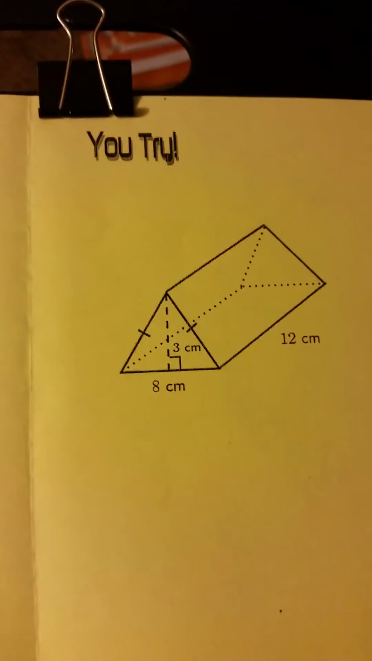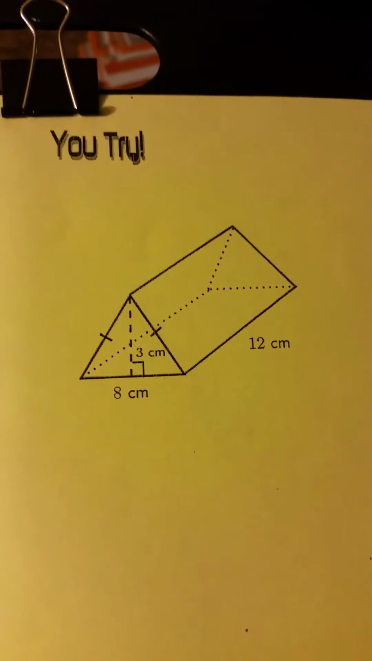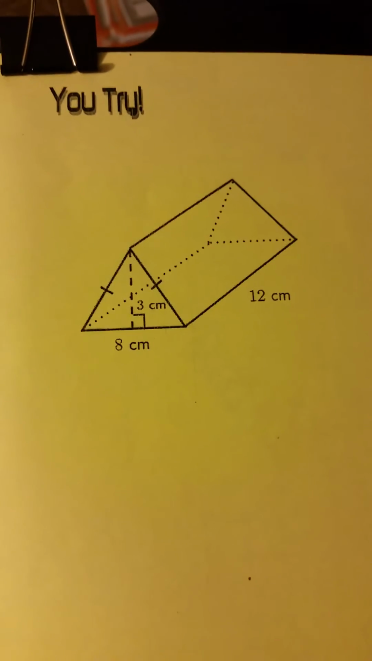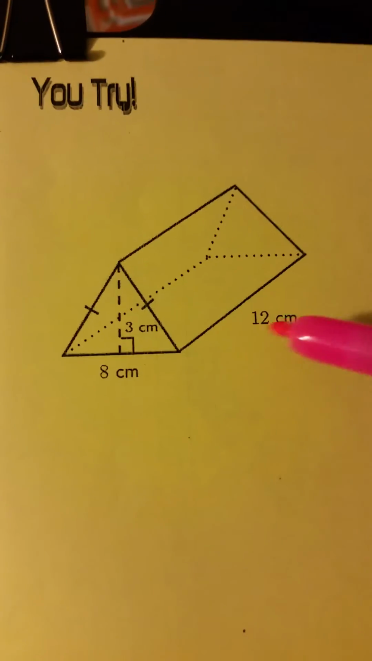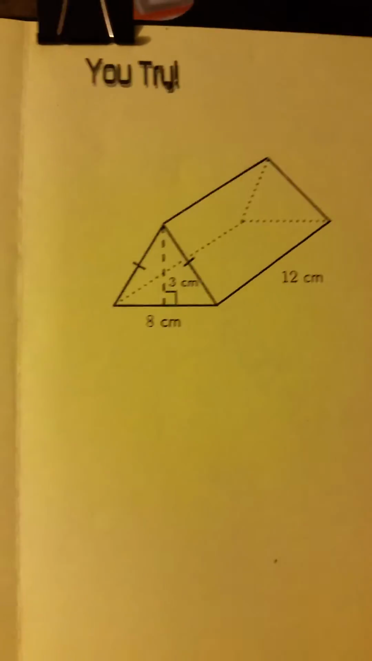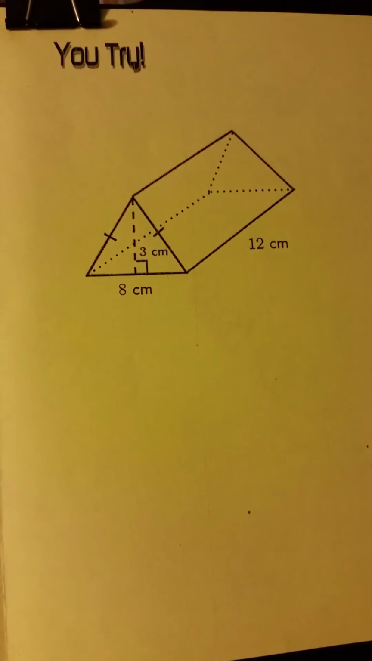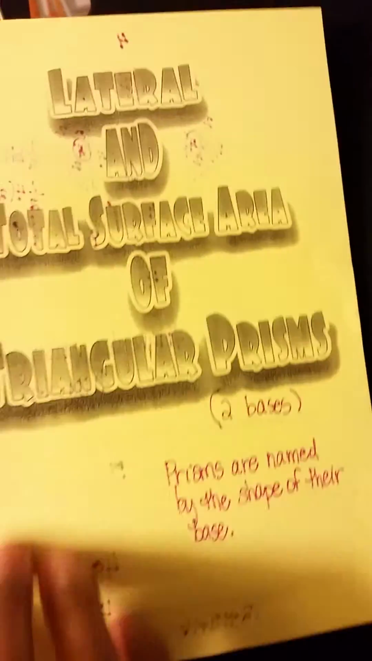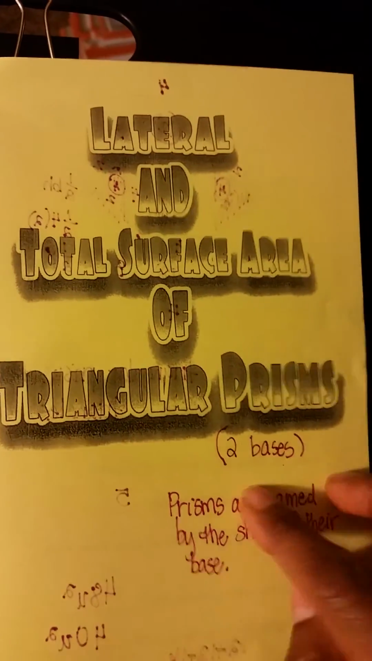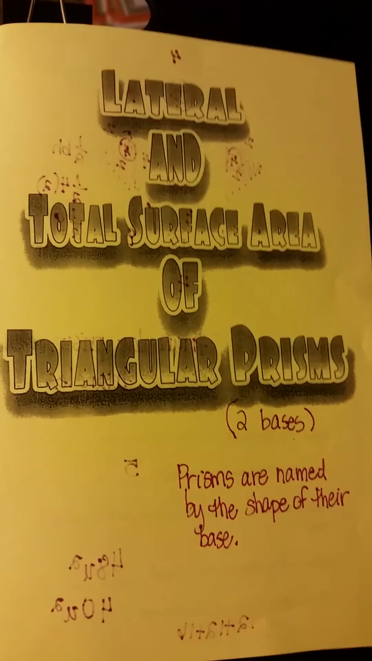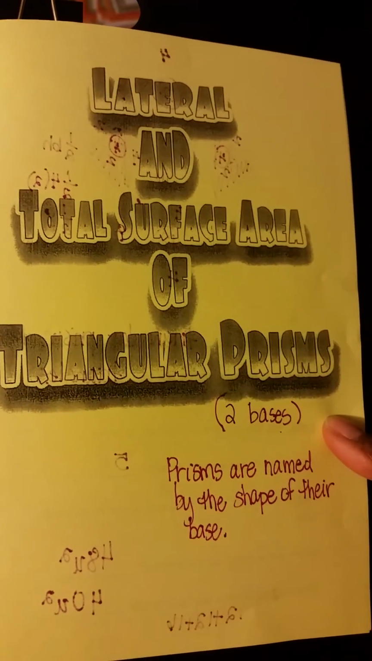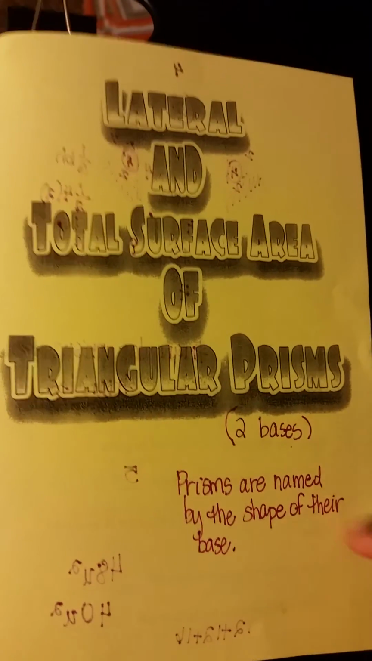Okay, so now the Try It here. What I want you and your partner to do is try this one on your own, and then we're going to check this one out. So you're going to do all this work by yourself. We just did lateral and total surface area of triangular prisms, and always remember that prisms have 2 parallel bases and they are named by the shape of their base.